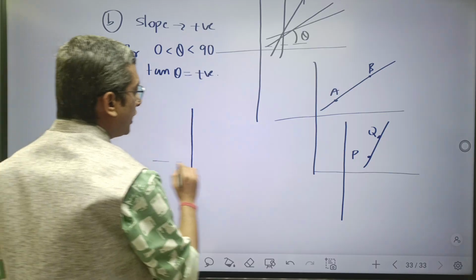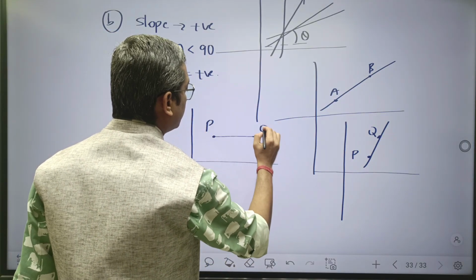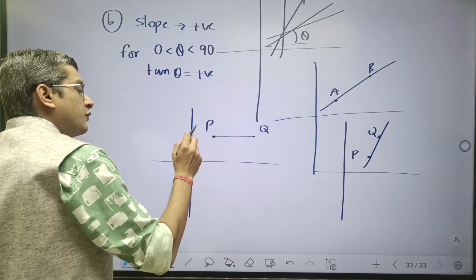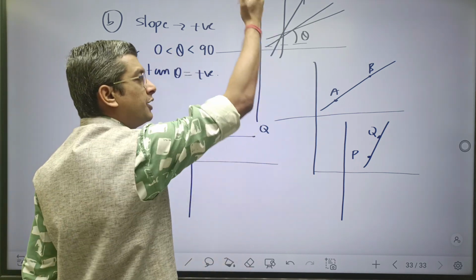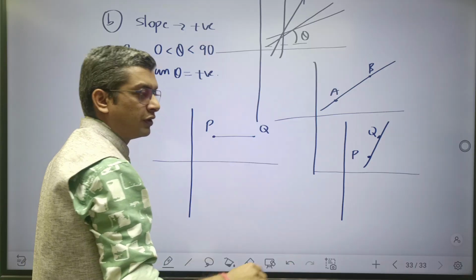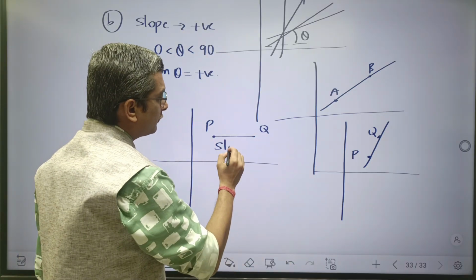Similarly, if I draw another line, suppose here it is P and here it is Q. When you move from P to Q, neither do you shift vertically upward nor vertically downward. Your y position is the same. So this is nothing but slope 0.